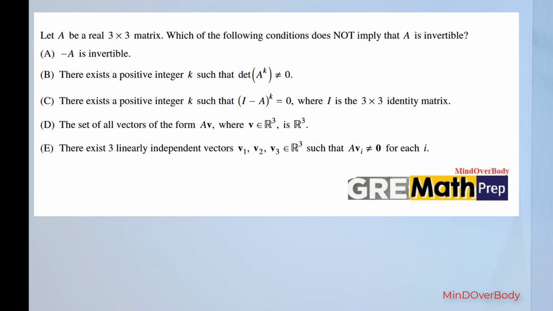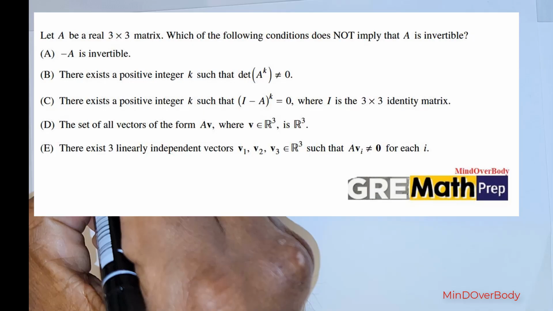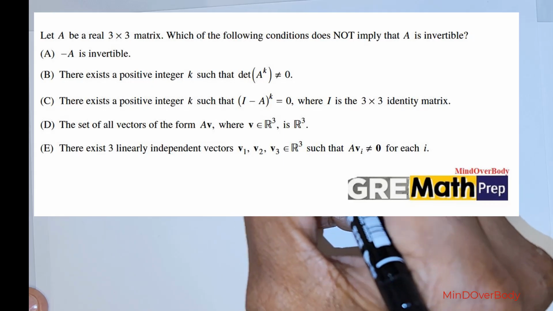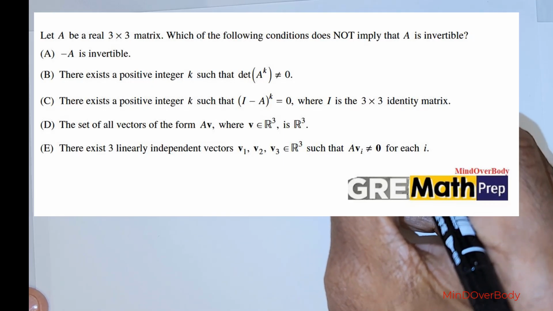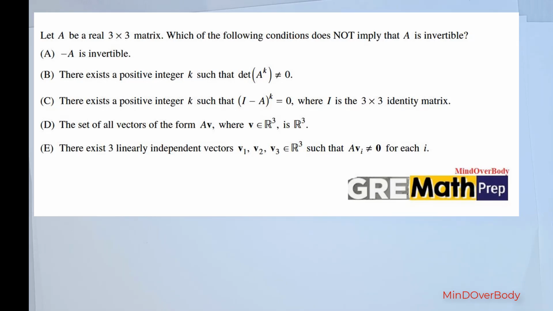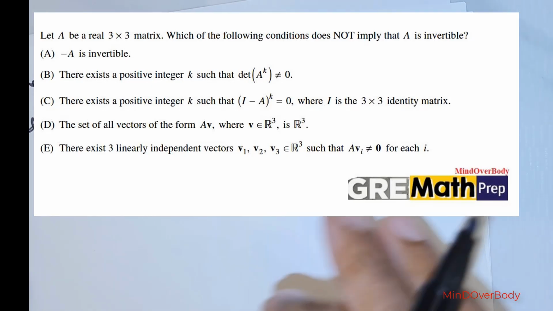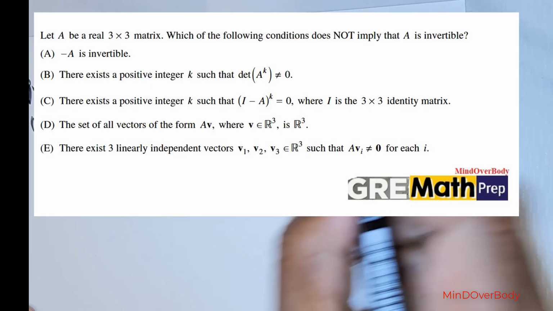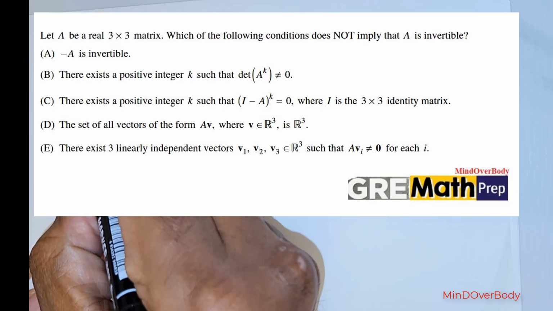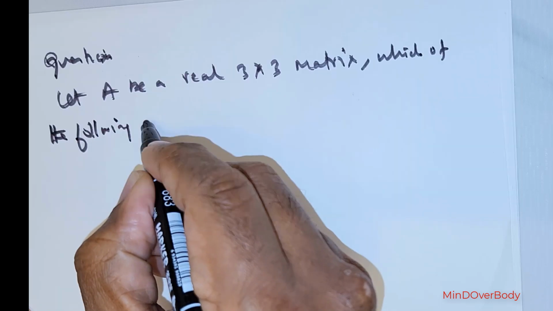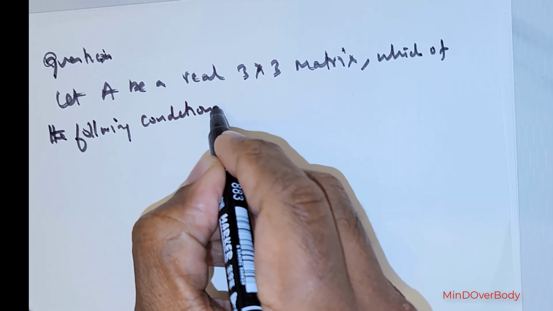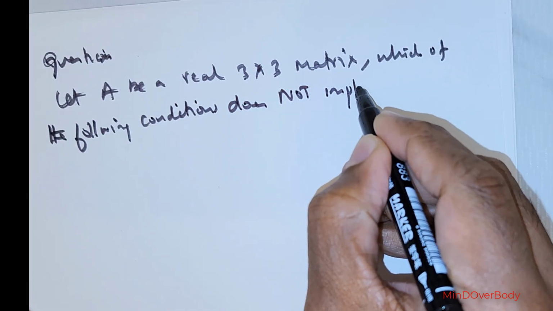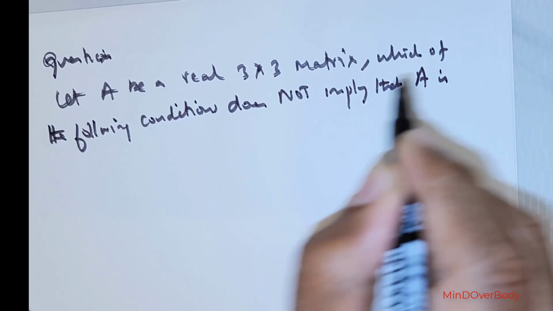Okay, let's do this question. Let A be a real 3 by 3 matrix, and we are asked to find which of the following conditions does not imply that A is invertible.